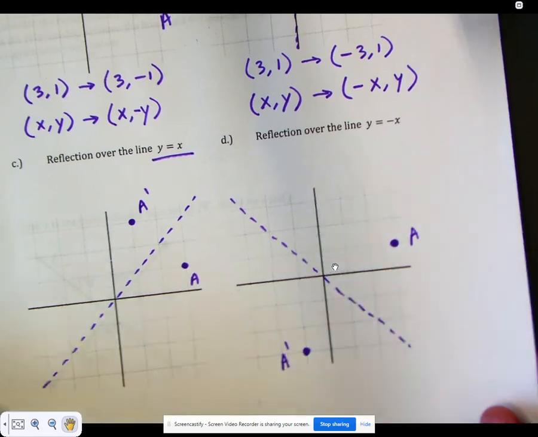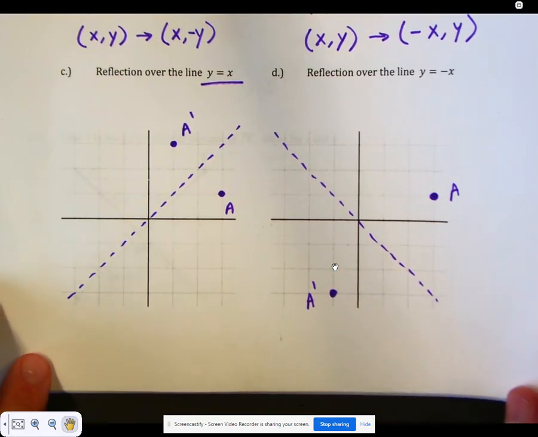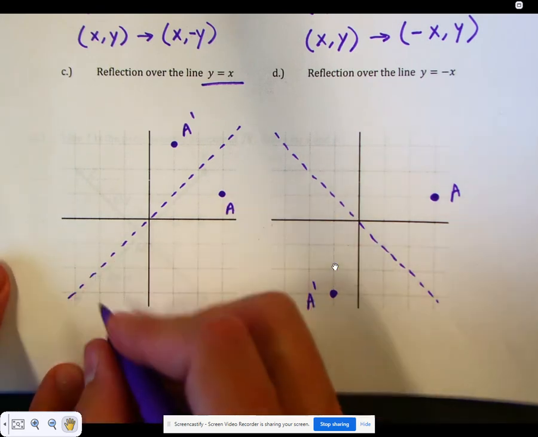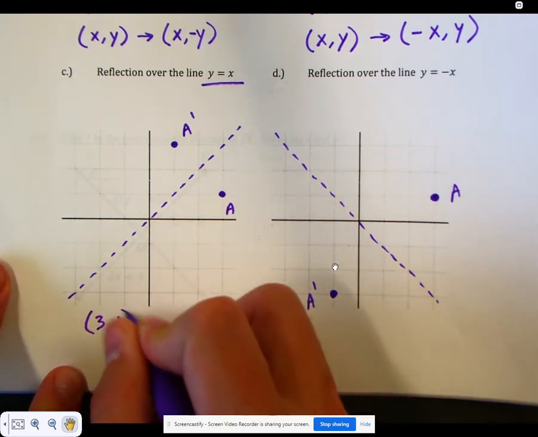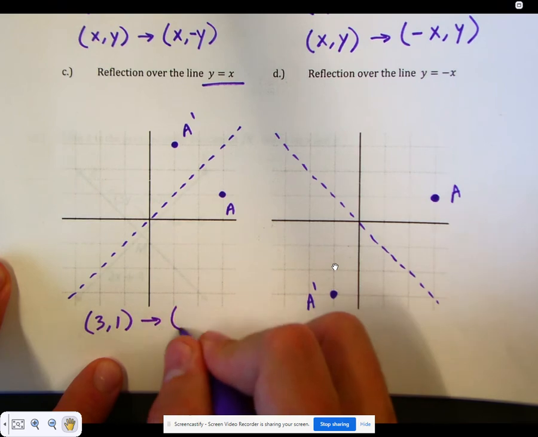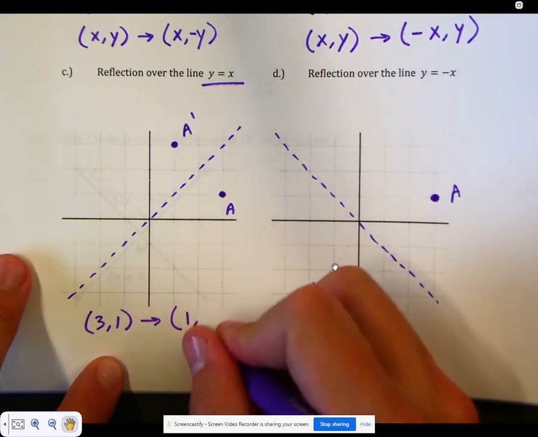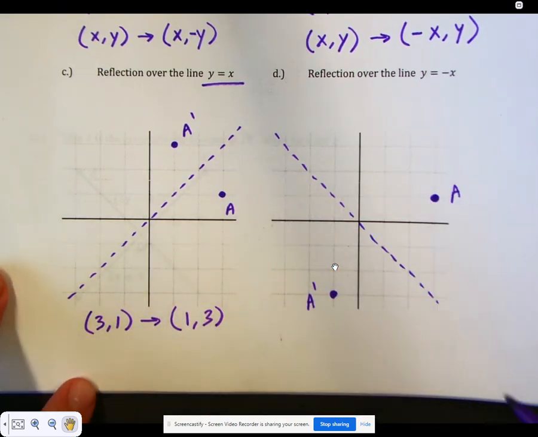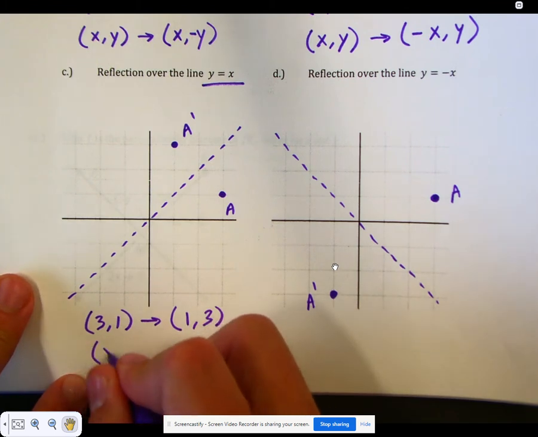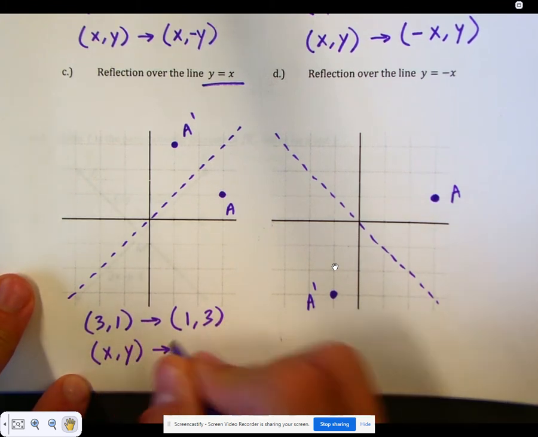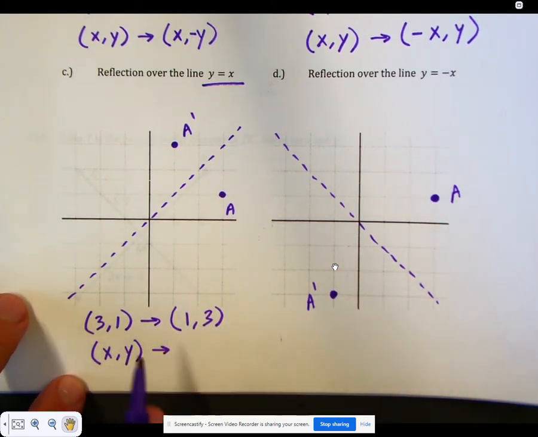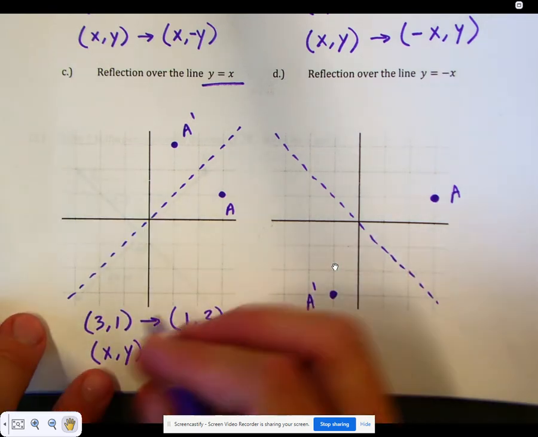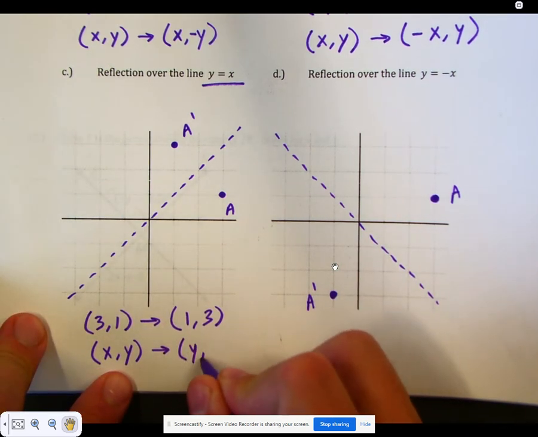How about this one? Oops, sorry. This one's a little tricky. I used to be at 3, 1, and I mapped to the point 1, 3. So that's like saying x, y. So what happened here? How do you summarize that? Well, the x and the y swapped each other. So x, y maps to y, x.